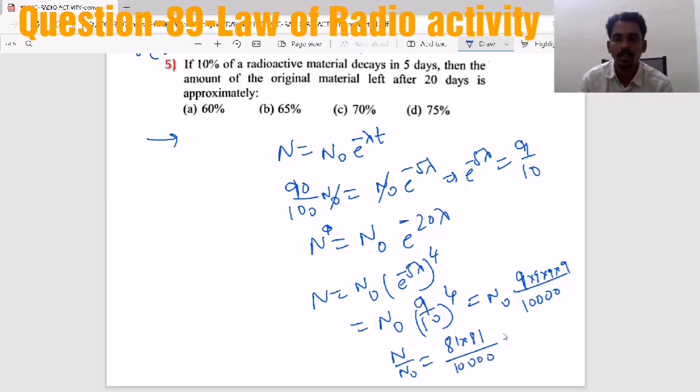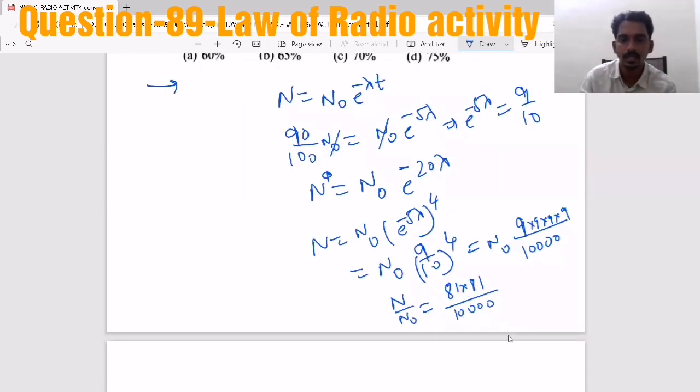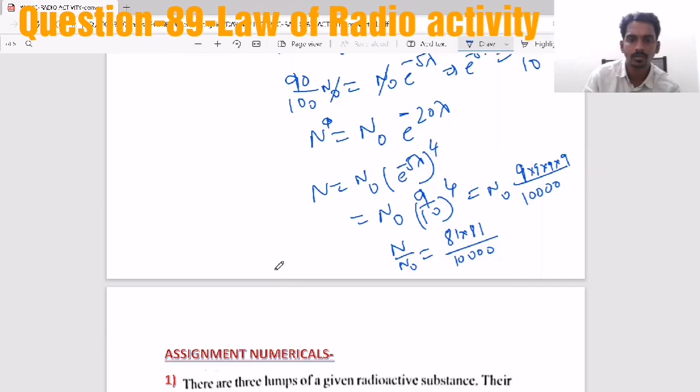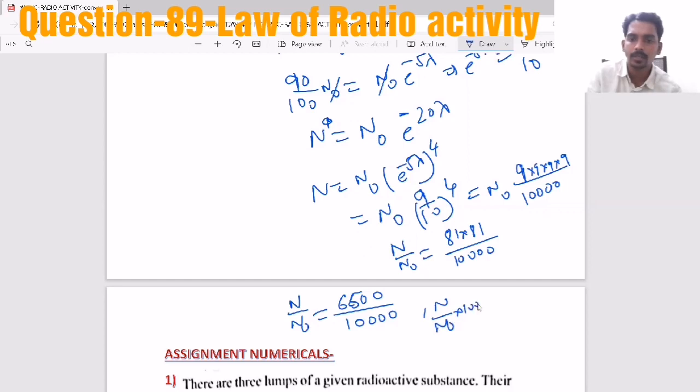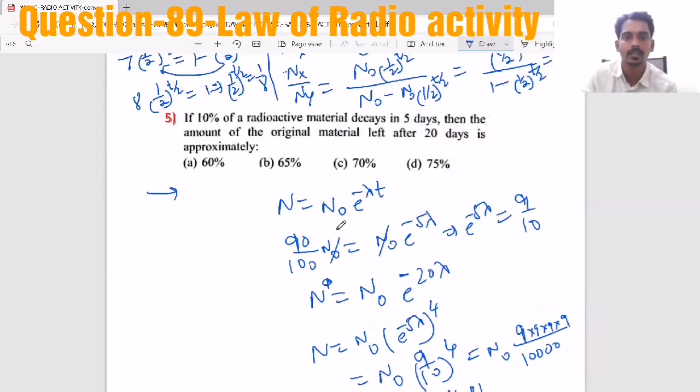Now if you want the percentage undecayed, you have to multiply with 100. That means 81 into 81 by 100. So 80 into 80 approximately you take. N by N naught equal to 80 into 80, approximately 6,400, or approximately you take 6,500 by 10,000. Now N by N naught into 100% means 6,500 by 100, so approximately it will become 65%. Approximately I calculated, so you will get the answer like this.